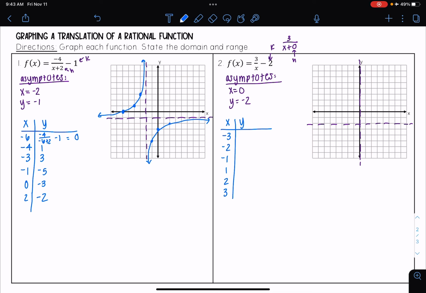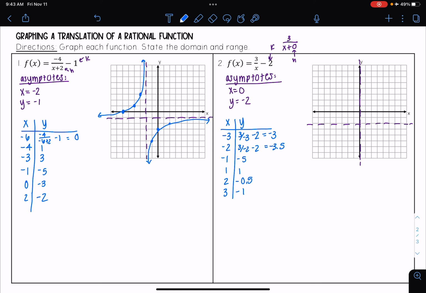So plugging in negative 3, I have 3 divided by negative 3 minus 2, and I get negative 3. Plugging in negative 2, I have 3 divided by negative 2 minus 2, which gets me negative 3.5. And then following that same thing, when you plug in negative 1, you get negative 5. When you plug in 1, you get 1. 2, you get negative 0.5. And then 3, you get negative 1.